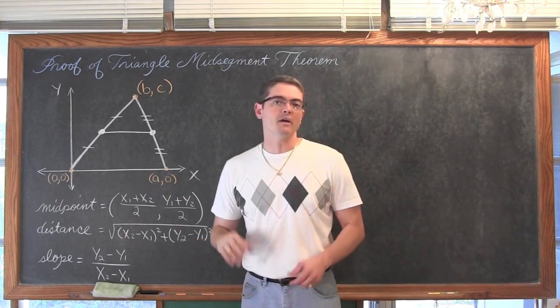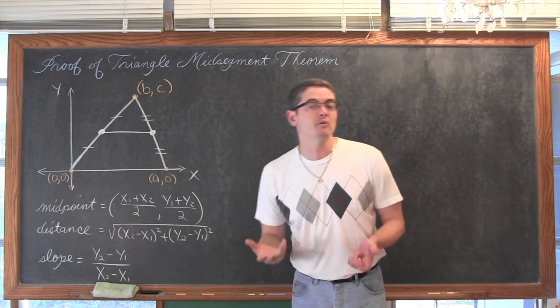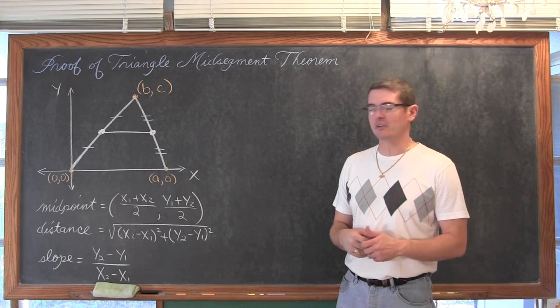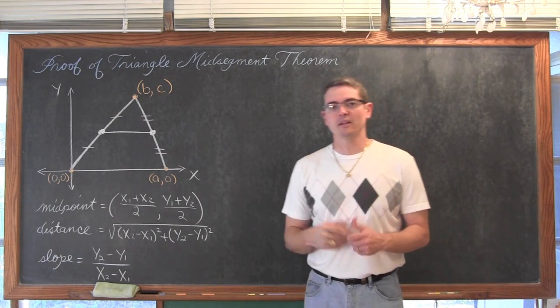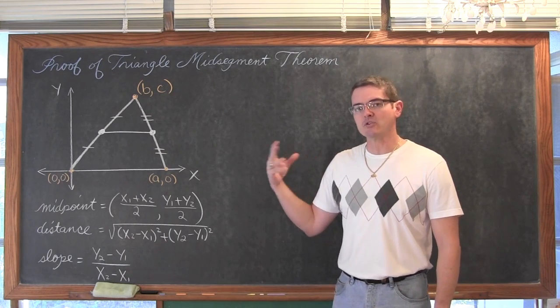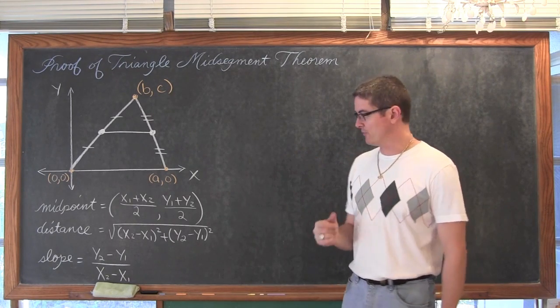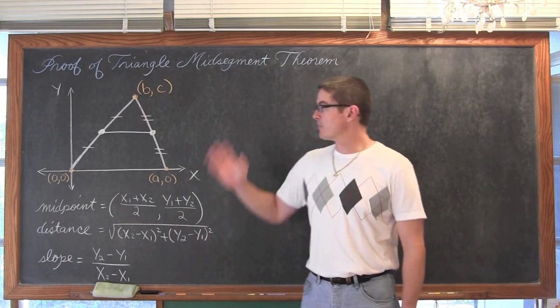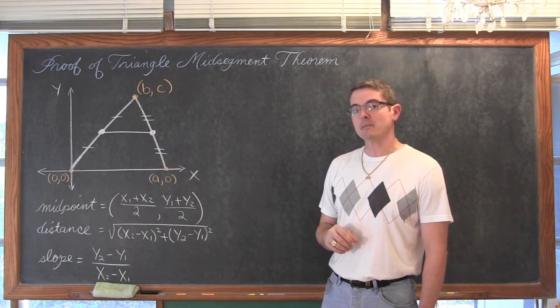And for this proof, we're not going to do the typical two-column proof that you've seen me do over the last number of videos. No, we're going to do it more in an algebraic type setting, or analytical proof, where we're going to use our formulas for midpoint, distance, and slope to prove this midsegment theorem.